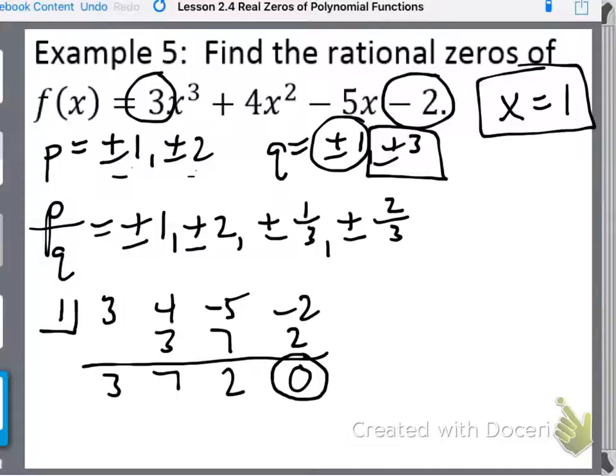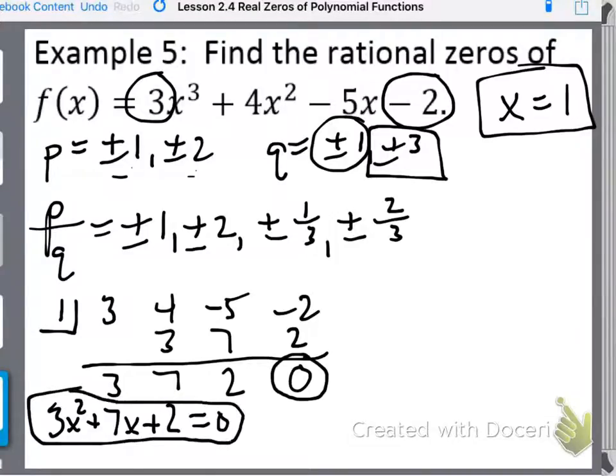Now, 3, 7, and 2 are now the coefficients of my new polynomial, 3x squared plus 7x plus 2. Now, that equals 0. Now, these are not the same zeros, but you're solving that polynomial. Now remember, when you do synthetic division and you get a 0 remainder, the resulting polynomial is 1 degree less than your original. Notice the constant term and the lead coefficient are the same as they were up here. So your P over Q still counts.